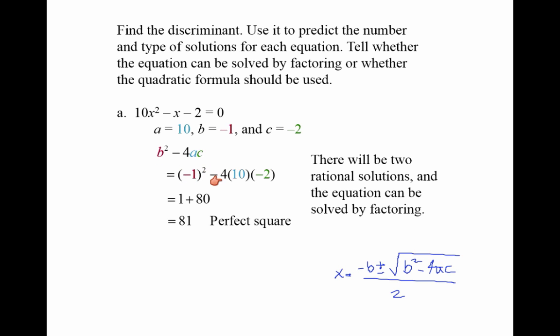That's all I have to do, just substitute those values into the formula. B squared minus 4ac would be minus 1 squared minus 4 times a, which is 10, times c, which is minus 2. Minus 1 squared is 1. Multiplying the 3 numbers, negative 4 times 10 times negative 2 gives me 80. So here it is: 81. B squared minus 4ac is 81, a positive number, and also a perfect square.